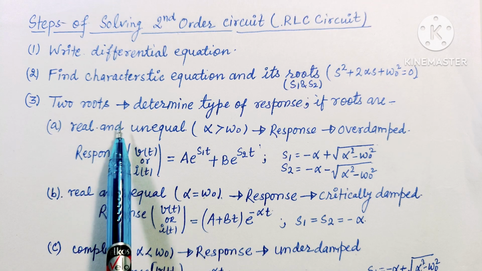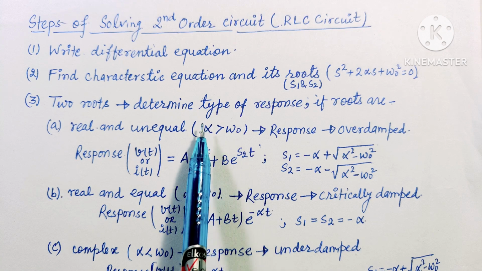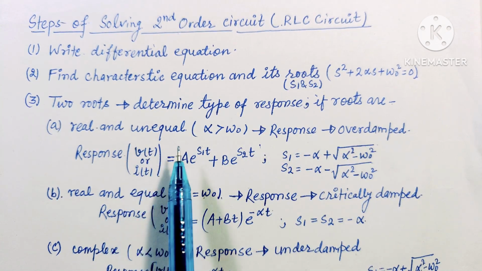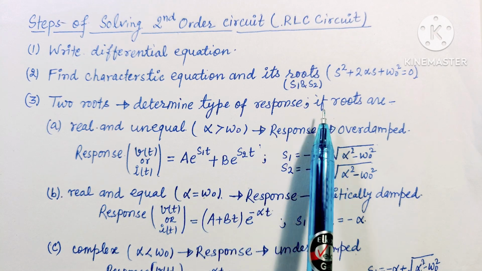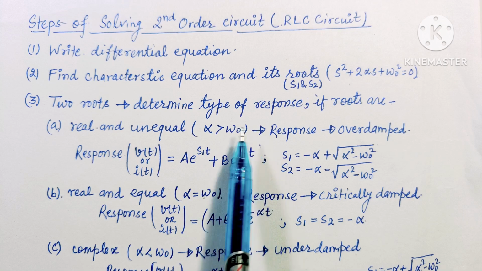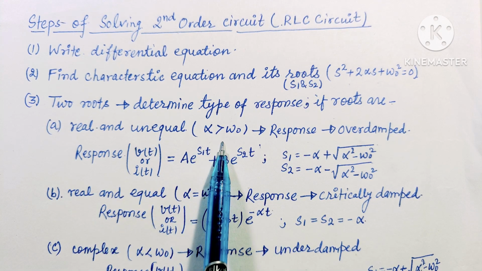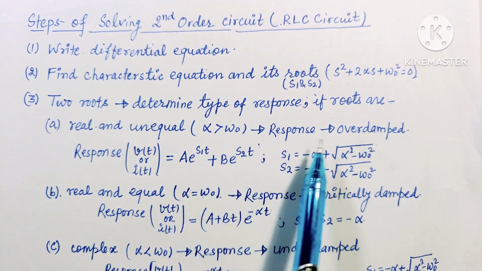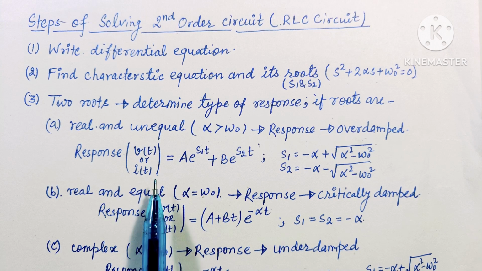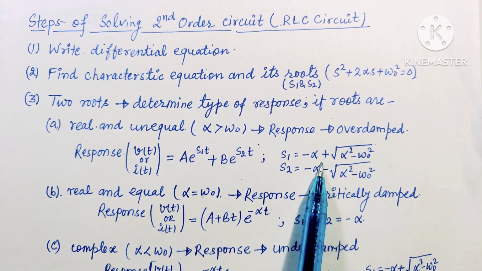Now we will calculate the roots of the equation, and by determining the roots of this equation, we will determine the type of response of the circuit. Let's suppose the roots of this equation are s1 and s2. If s1 and s2 are real and unequal and the value of alpha is greater than omega naught, then we can say that the system will be overdamped. For this type of system, we will write the voltage or current equation in this form, and the values of s1 and s2 will be this.